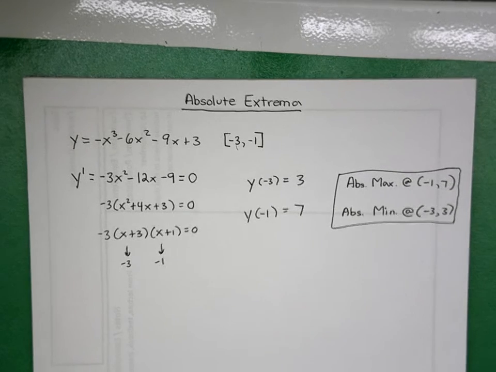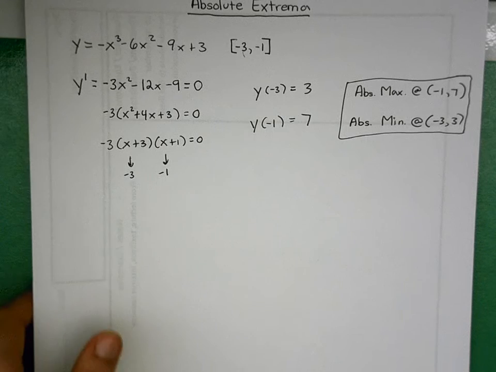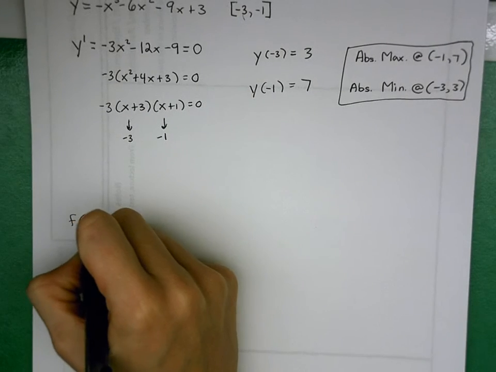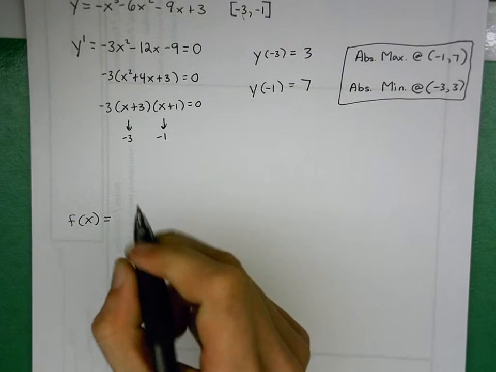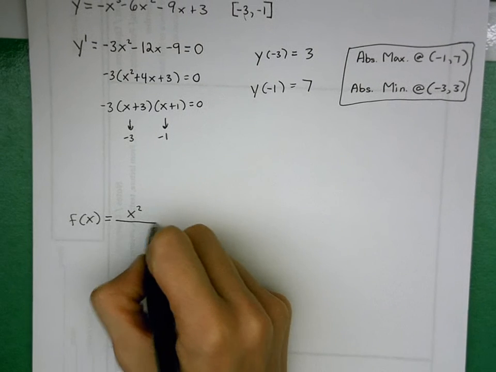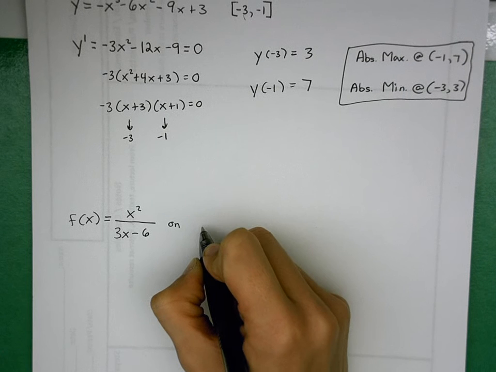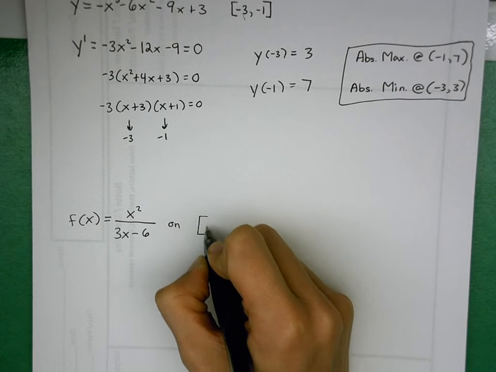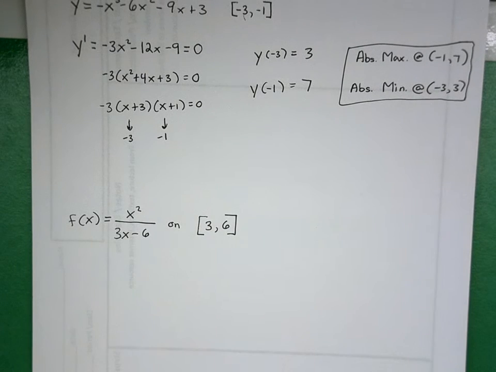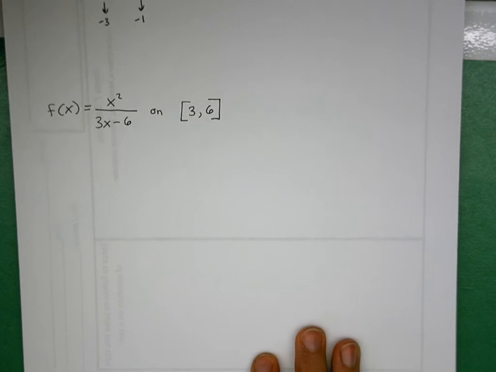Okay, we'll do a couple more here. So another example, say we were given f of x equals x squared over 3x minus 6 on 3 to 6. Any directions again would say something about finding absolute extrema or finding absolute maxes and mins.